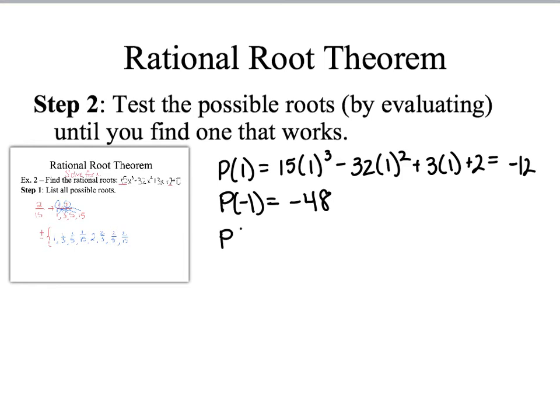I'm going to try 2. When I plug 2 into my function, I get 0. So I found one that works. I can continue from this whole list and try each one, 1/3, 1/5, 1/15, all of those, and see if I can get all of the zeros. Remember, we have a cubic function here, so we are looking for 3 possible zeros, and we have now found one of the 3.